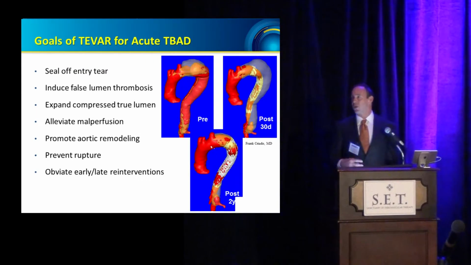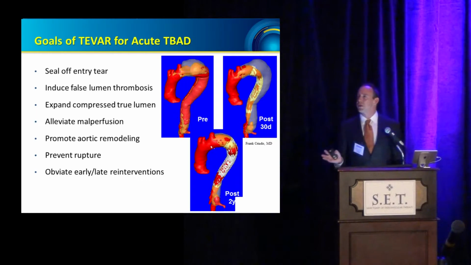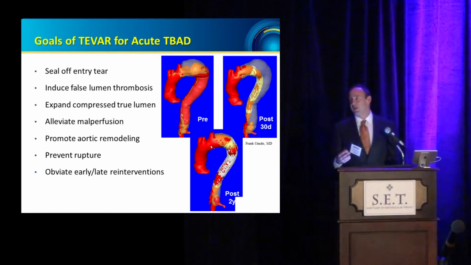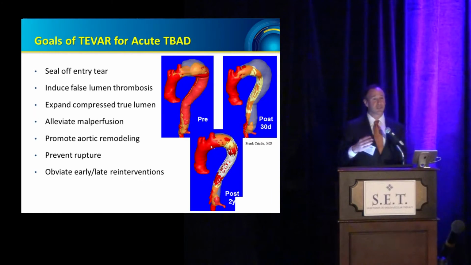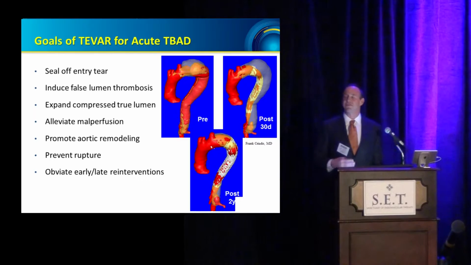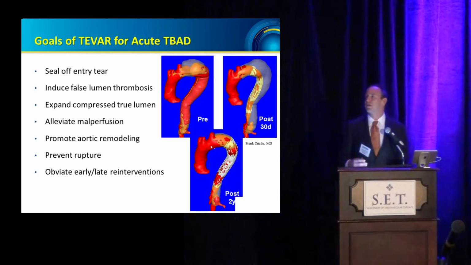So when you get into actually having to manage those patients with a complicated dissection or those patients at high risk, really the goal is to seal off the entry tear. That's the main goal. Attempt to induce false lumen thrombosis and then expand the compressed true lumen. It's sort of interesting, my own management of these patients has really changed over the last 15 years from really sealing off the entry tear to having a bit more extensive coverage, trying to get all the way down to the celiac. One of the trade-offs with that is there's maybe a slight increased risk of spinal cord ischemia, but really in my own practice I haven't seen that.